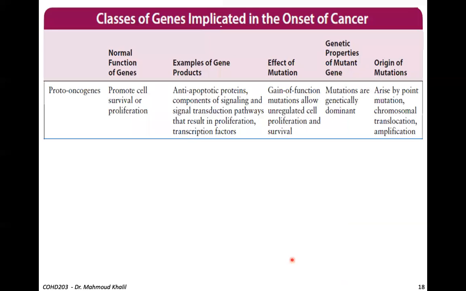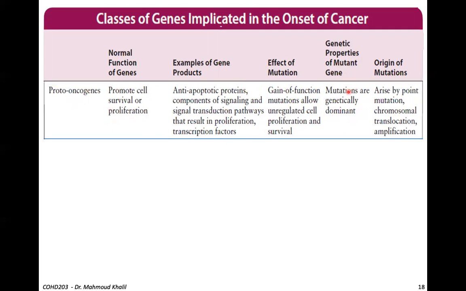In this table, we classify genes generally into 3 classes. The first class of genes is the proto-oncogenes, which lead to increased cell survival or proliferation. Examples of these gene products are anti-apoptotic proteins, components of signaling pathways that result in proliferation, as well as transcription factors. Basically, this describes what we have said in the figure. And of course, the effect of mutation is a gain of function.